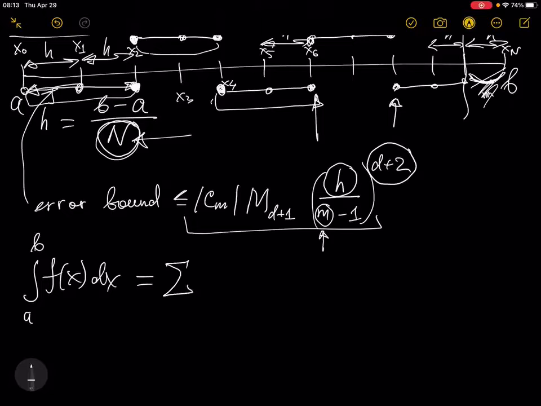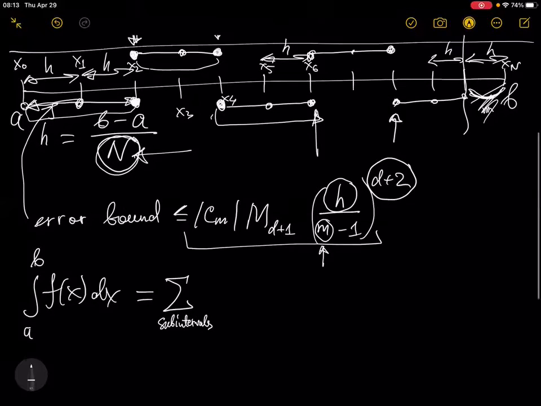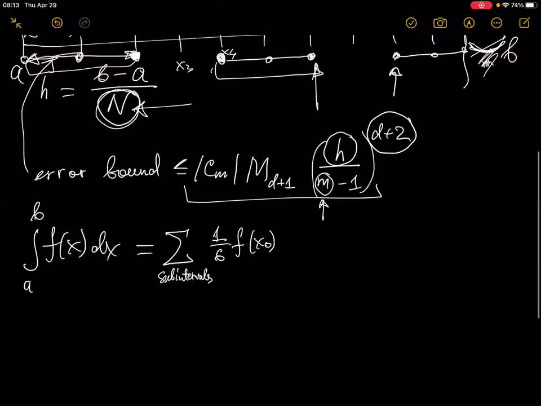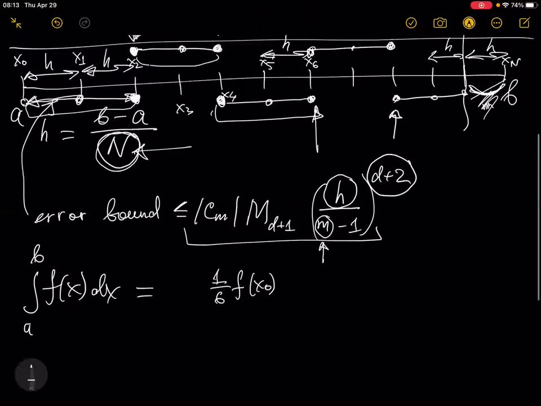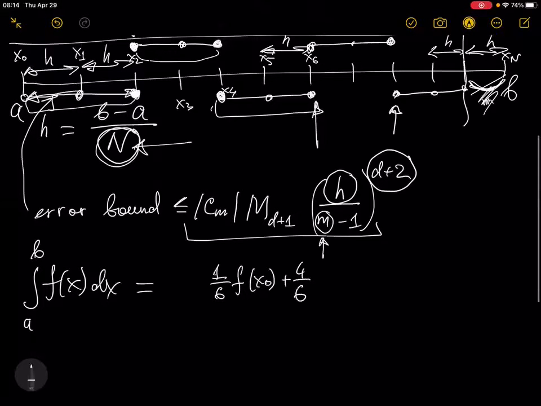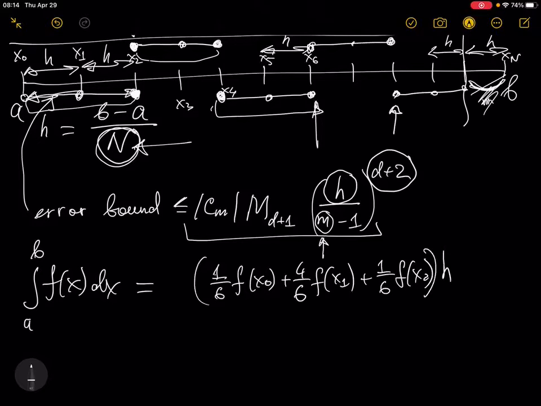So I will just represent it as a sum over subintervals. And here I will use, for example, 1/6 f of x0. Let me just write it without the sum sign for now: 1/6 f of x0 plus 4/6 f at x1 plus 1/6 f at x2. And all these multiplied by h, right? So this is our Simpson formula.